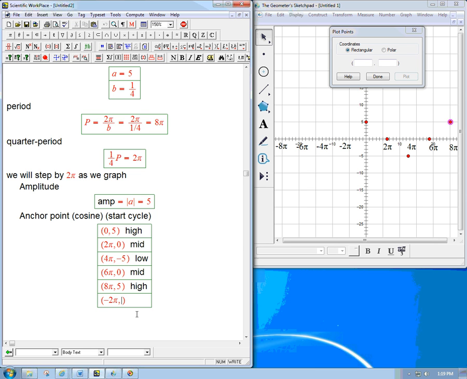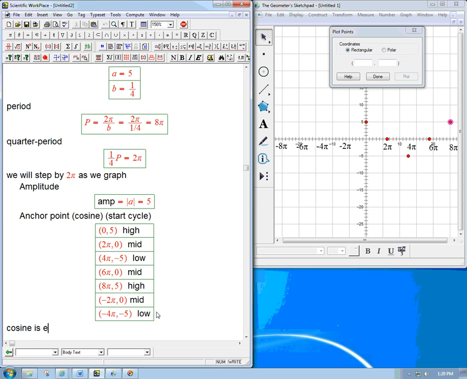Minus 2 pi. High goes to middle, so that's 0. And then keep stepping backwards, and that's going to be low. High, middle, then down to low. An even faster way to do it is to recognize that cosine is even. That's why we get the same numbers. Like for 4 pi and minus 4 pi, we get minus 5. For 2 pi and minus 2 pi, we get the same numbers. That's because it's an even function. So that's very easy. We just reflect across the axis.